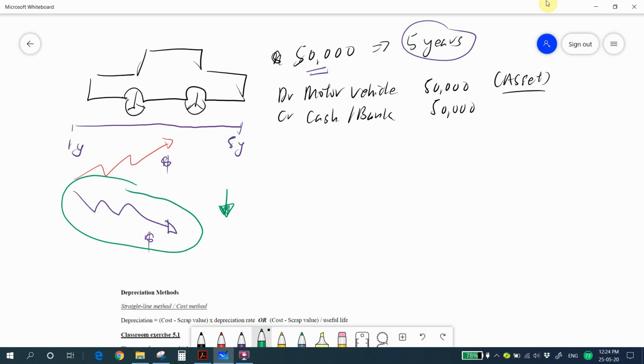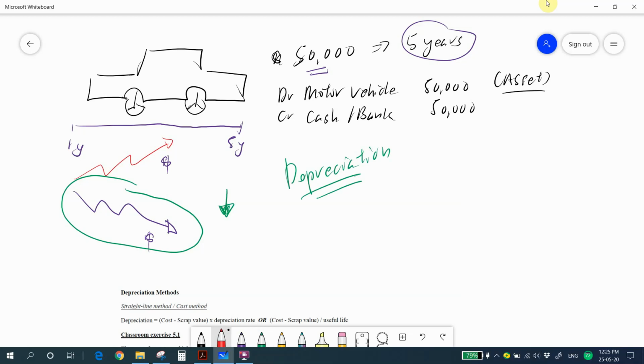Why the asset value will become lesser after you use? For example, second-hand car is definitely cheaper than the first-hand car, right? And also when you use the asset will have some problem. Let's say the motor vehicles need to repair more regularly, so those factors will cause the asset value will decrease over the period. That's why we need to use a concept called depreciation.